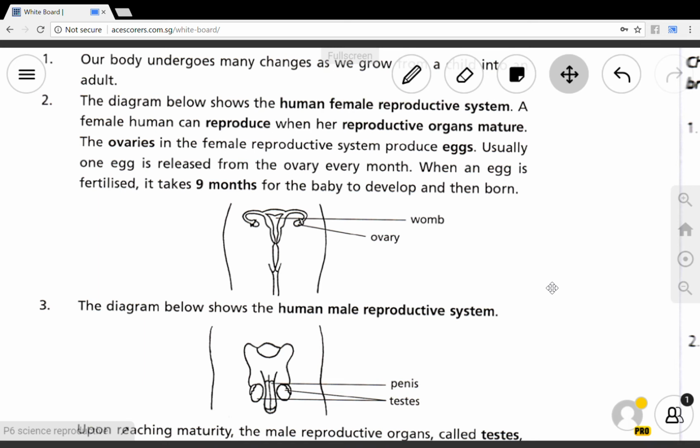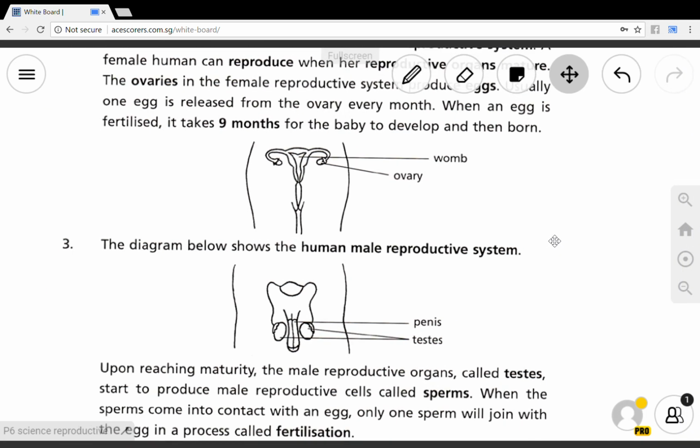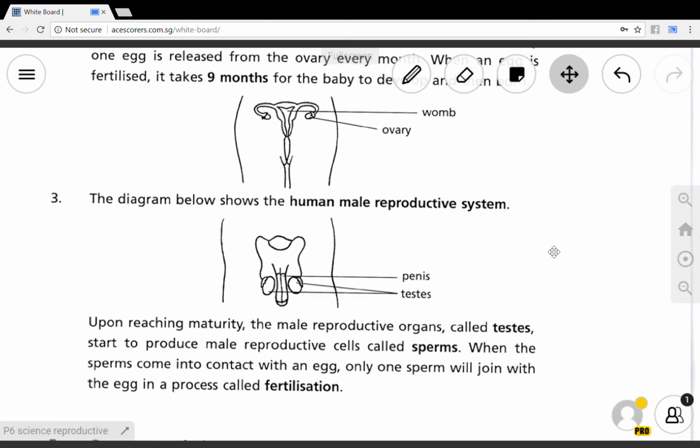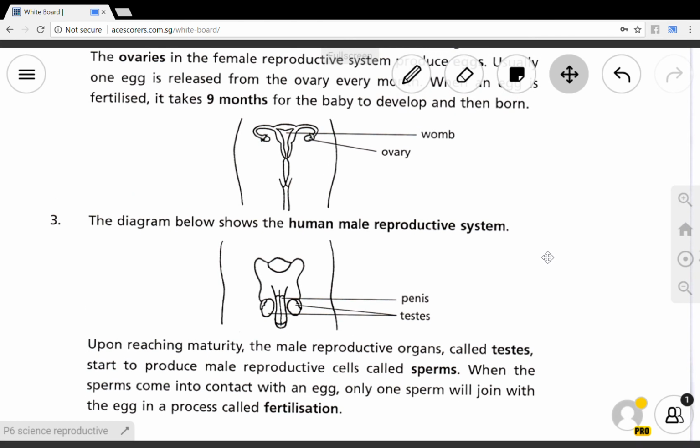Right, so from the female, we need the eggs, and where are the eggs produced? In the ovaries. From the male, we need the sperm, and the sperms are produced in the testes. It says only one egg is released from the ovary every month. Yes, only one. They take turns: one on the left, then the right. Unless sometimes you get more, and if both of them get fertilized, you get twins.